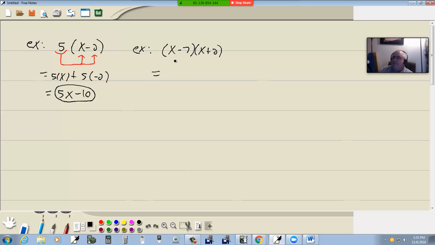Now in this case we have 2 terms times 2 terms, binomial times binomial. Well, what I'm going to do is take my first term here, the x, and I'll multiply it times each term over here. And I'll take my second term, the negative 7, and multiply it times each term over here. So we're going to have x times x. I'm just following the lines. We're going to have x times 2. Now I'm going to follow blue lines. So I got negative 7 times x and negative 7 times 2.